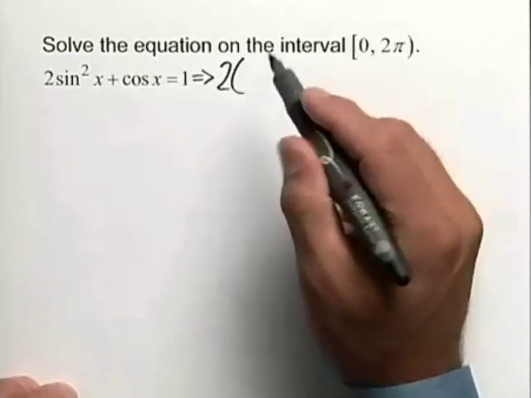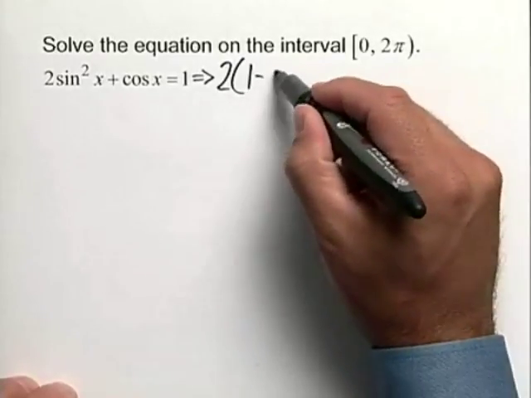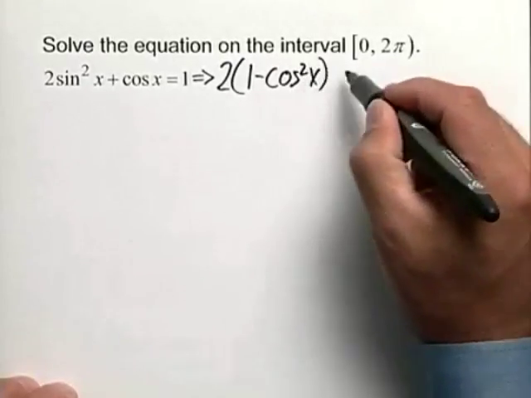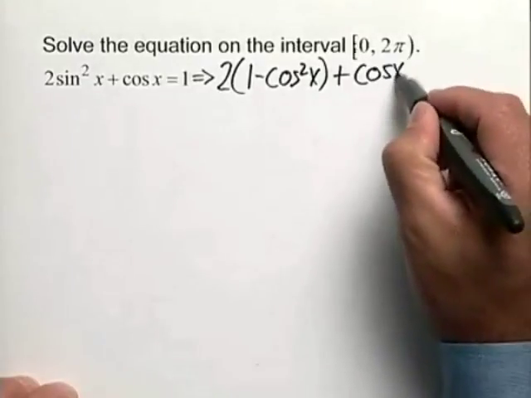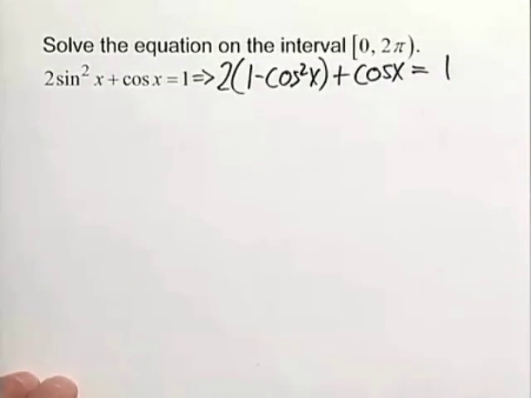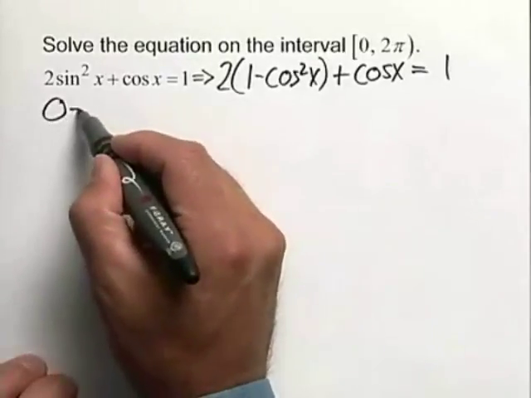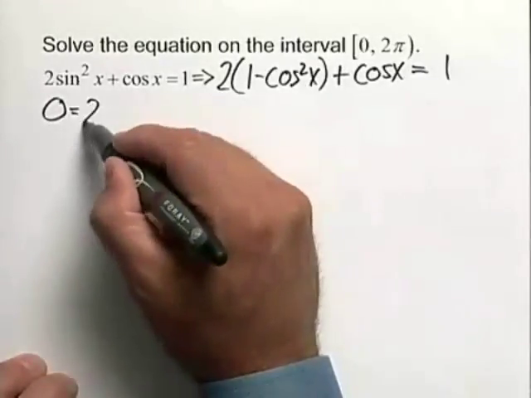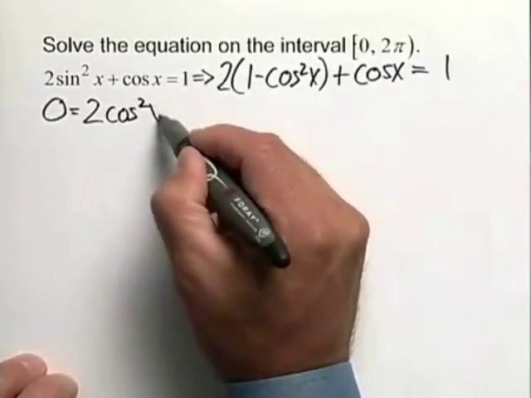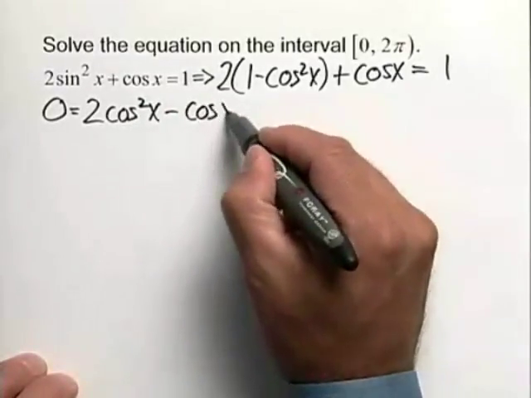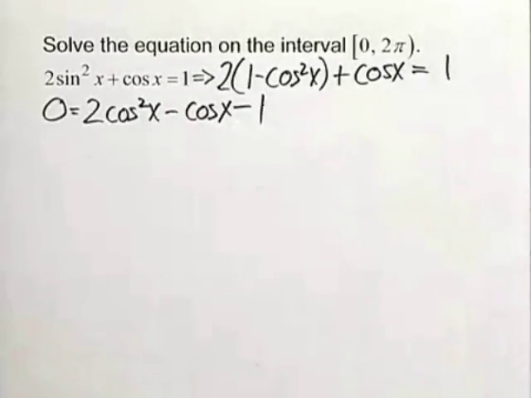So write this as 2 times the quantity, 1 minus the cosine squared of x, plus cosine of x, and that being equal to 1. Once we clean everything up, move everything to the right, we have the equation 0 is equal to 2 cosine squared x minus the cosine of x minus 1. We now have a trig equation that is quadratic in form.